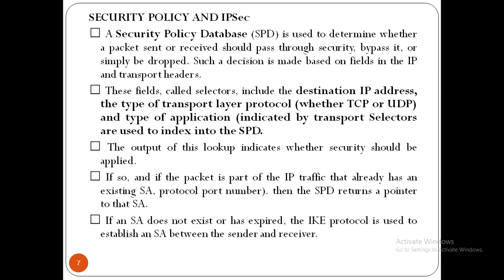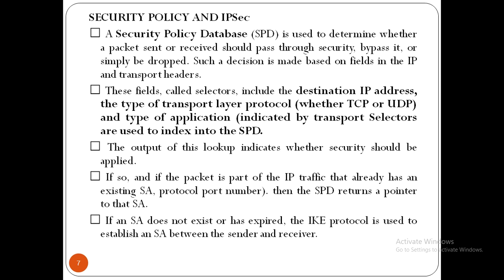The output of this lookup indicates whether security should be applied. If so, and if the packet is part of the IP traffic that already has an existing security association, then the security policy database returns a pointer to that security association. If a security association does not exist or has expired, then the IKE protocol is used to establish a security association between the sender and the receiver.